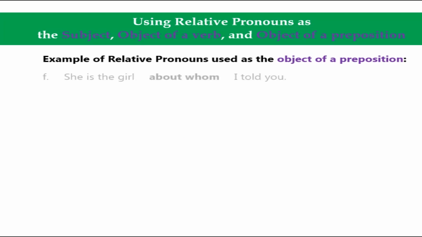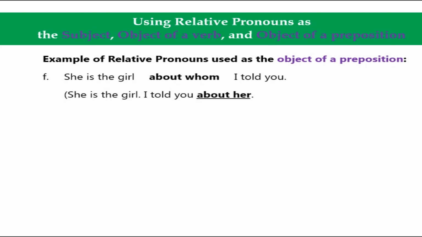Here are some examples. Example F. She's the girl about whom I told you. Here are the original sentences. She is the girl. I told you about her. So in this case, we use the preposition before the relative pronoun whom. So about whom here means about her.